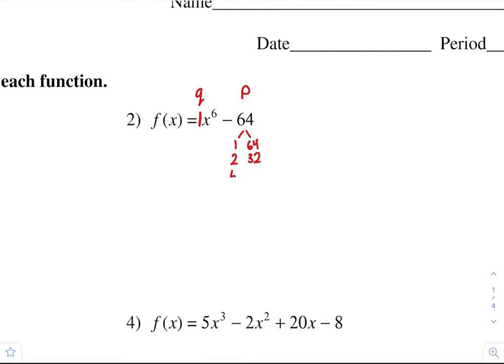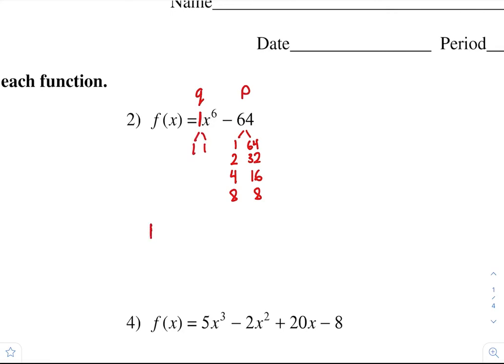4 and 16. Not 6, not 8, not 7. Not 9, not 10, 64. Am I blanking? Oh no, 8. 8 and 8. And that seems to be it, right? So there's all our factors of 64, and factors of 1 is just 1 and 1.